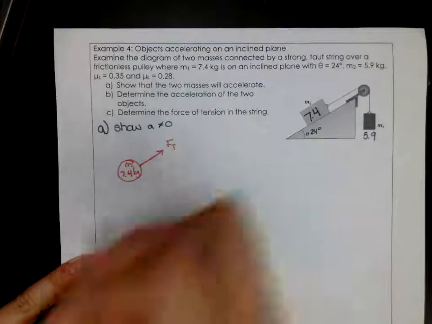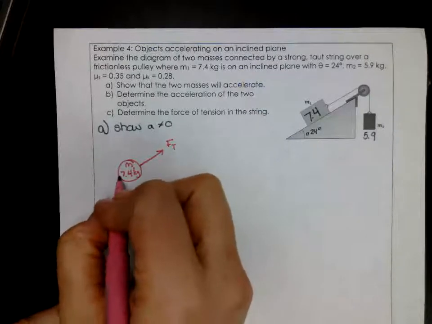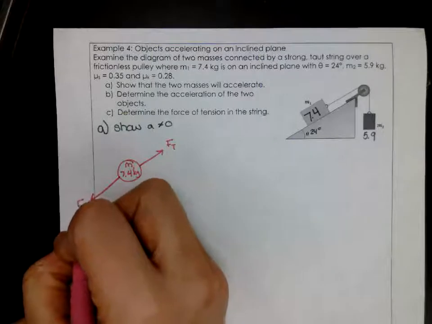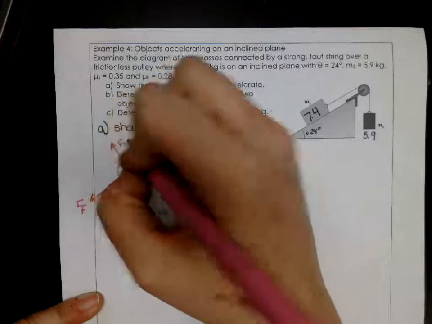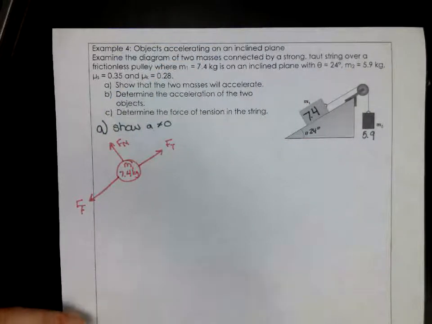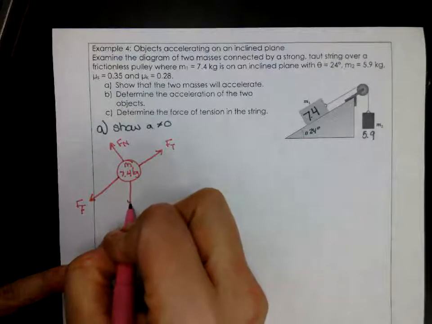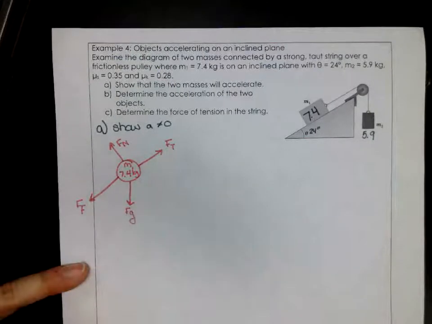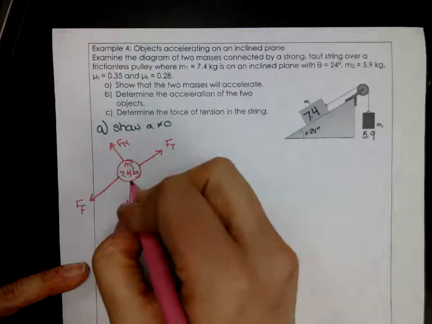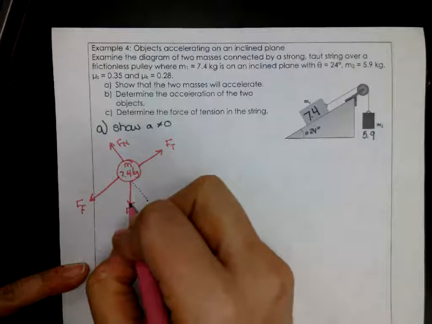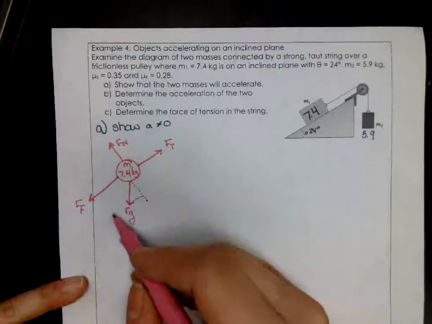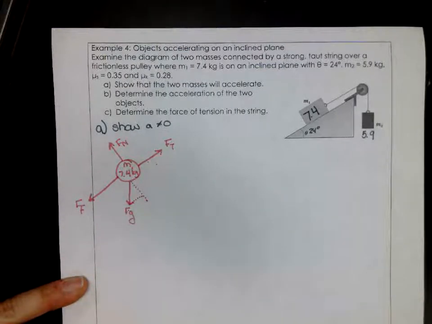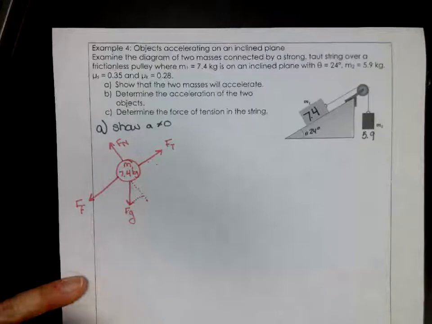The force of tension is pulling it up the inclined plane. The force of friction is working against it. The normal force is going perpendicular to the mass. The force of gravity is pulling it down. And to make life easier, we're going to break this into x and y components, because our x components will run even with the force of tension and the force of friction. Our y components will run with the force that's normal.